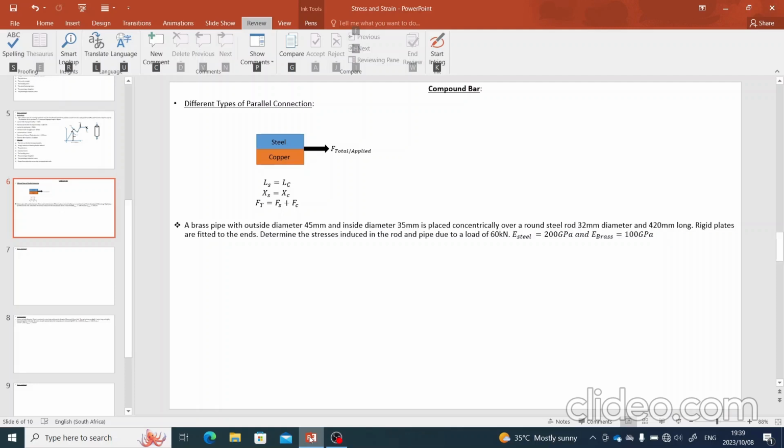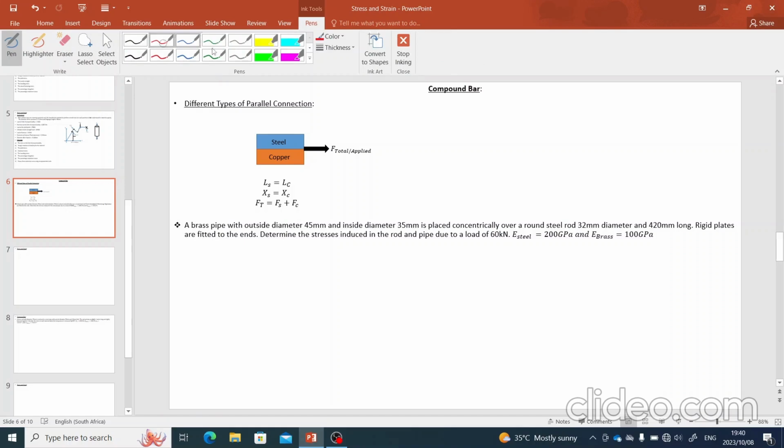Let us look at the compound bars. This would be your compound bars. It is the combination of two different materials connected in parallel. I've chosen parallel so as to explain certain things.